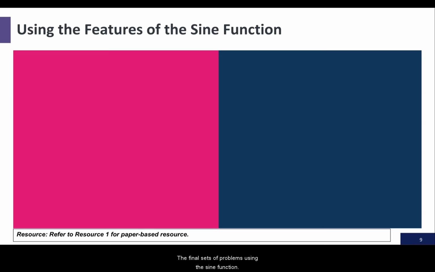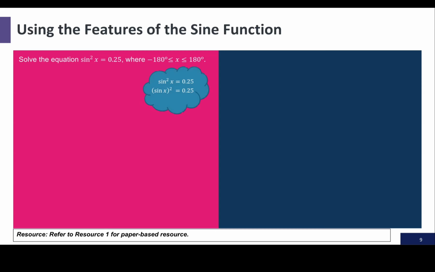The final set of problems using the sine function. This time we are told that sine squared x is equal to 0.25 between minus 180 and 180. So the first thing to know is that sine squared x is the same as sine x all squared. It's just a different way of writing it.